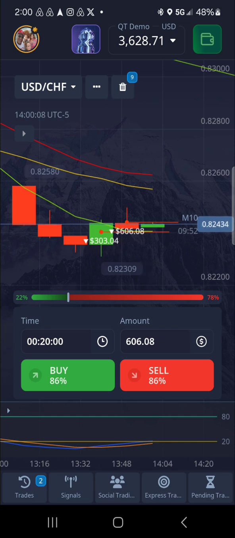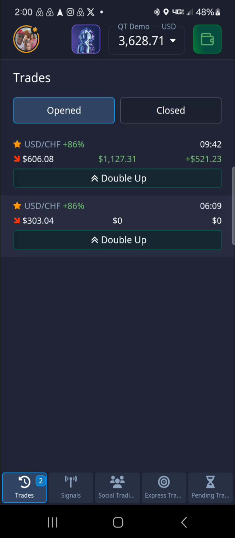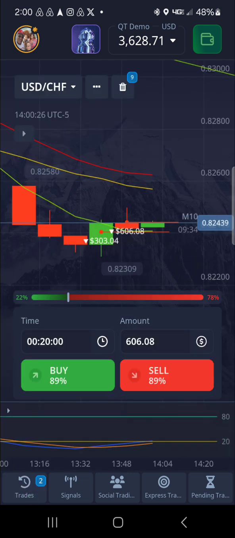Okay, so it looks like one of our trades already closed out. I'm not sure if I won that one or not. Let me look. No, I didn't end up winning that one. So that one was a shorter time frame. These ones here, we have 6 minutes on one and 9 minutes on the other. So my secondary one didn't win, which is fine.